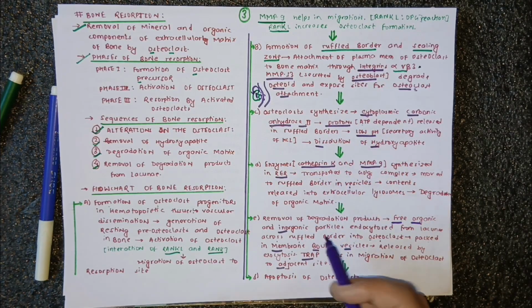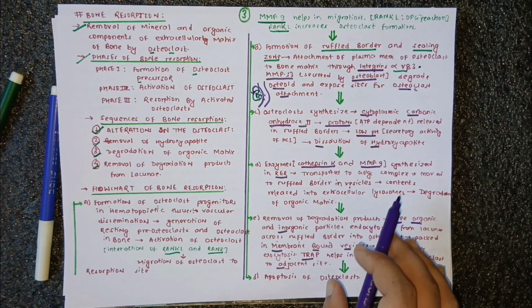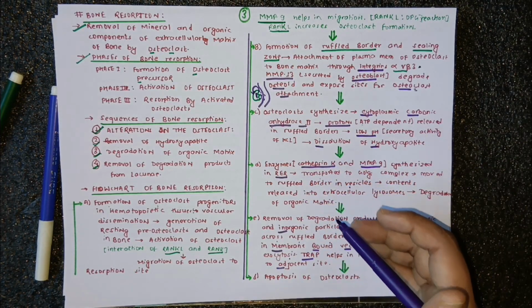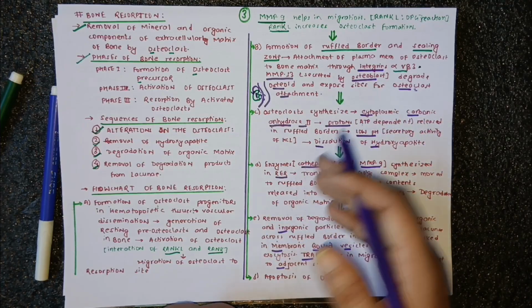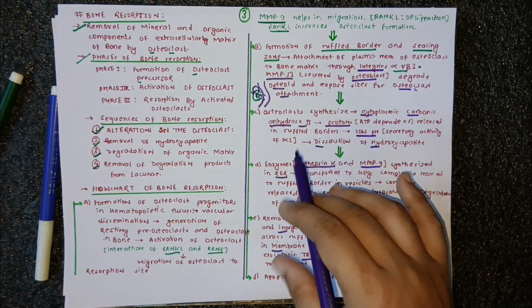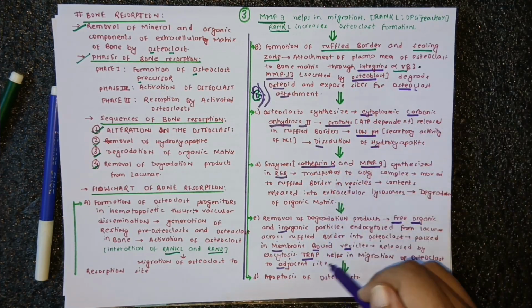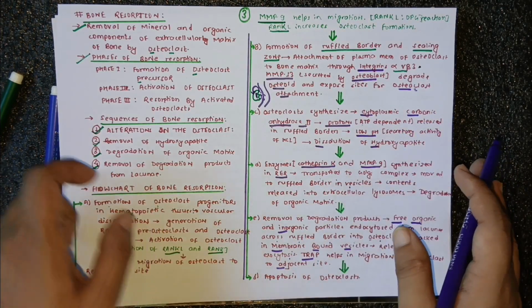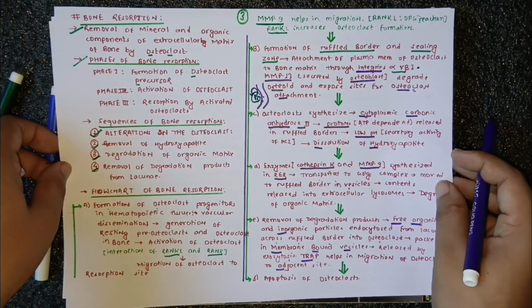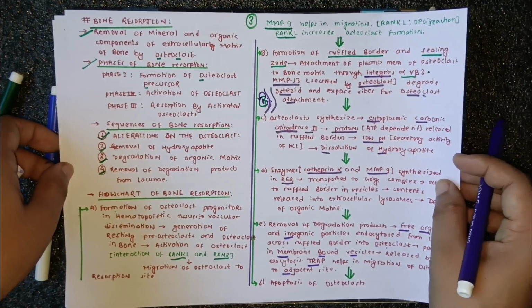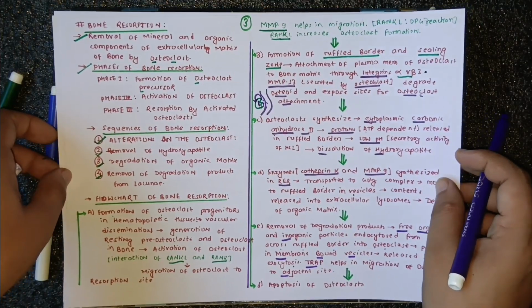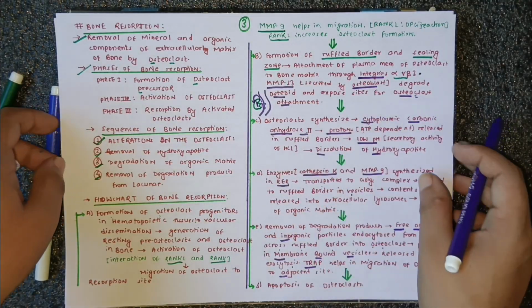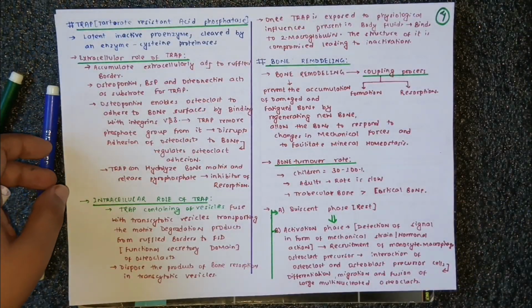After that, the degradation products are taken back into the osteoclast, packed into membrane-bound vesicles, and finally exocytosed. TRAP helps in that exocytosis, and finally there is apoptosis of the osteoclast. So now we have completed bone resorption. Look at this chart and you will be clearer. Now we will study TRAP.